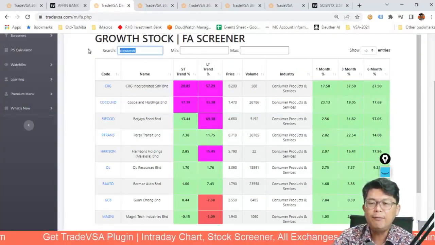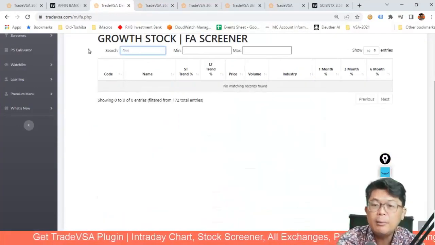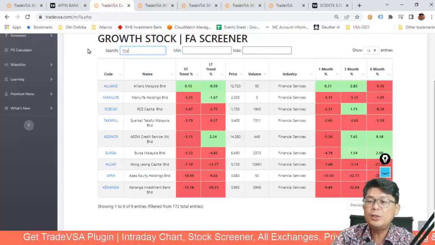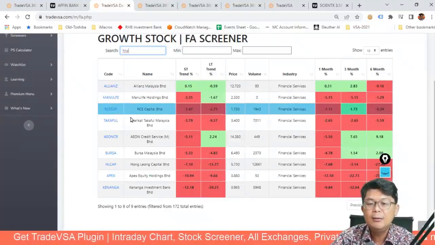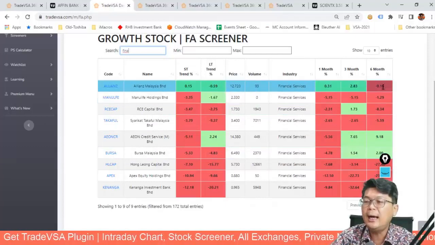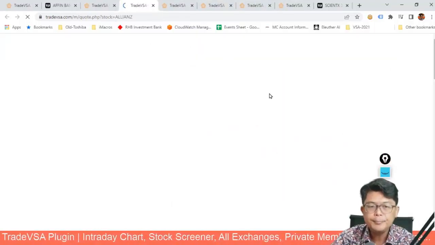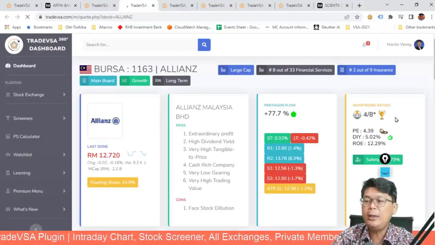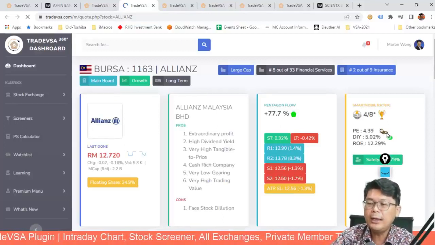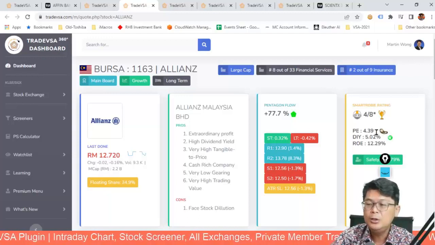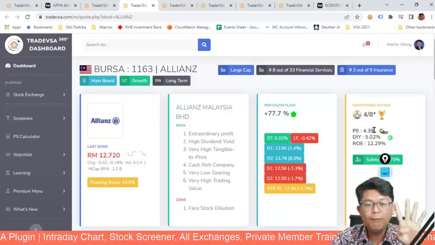Let's take a look at another one, financial services. This time we are talking about financial services. So in financial services, we have Allianz, we have Bursa, and you can see Allianz hasn't gone anywhere. Let's take a look at Allianz. Click on that one. It's rated 4. Now also take note, you have this little trap here because the PE is only 4.